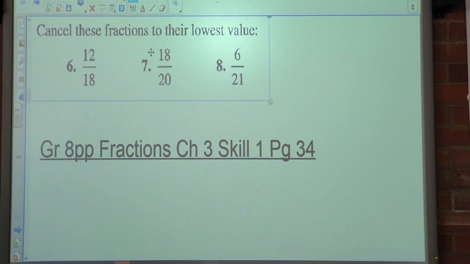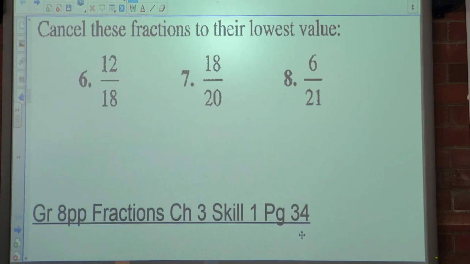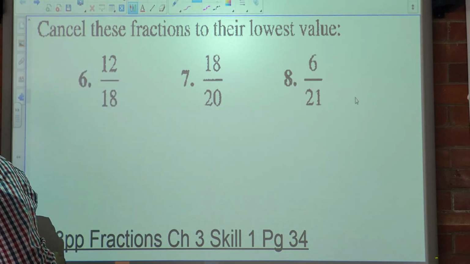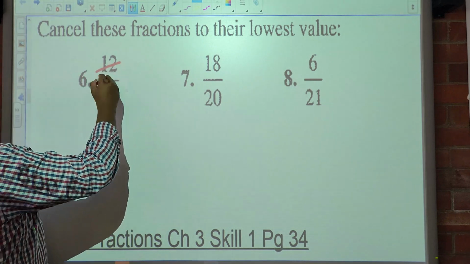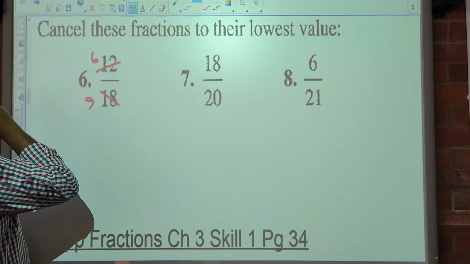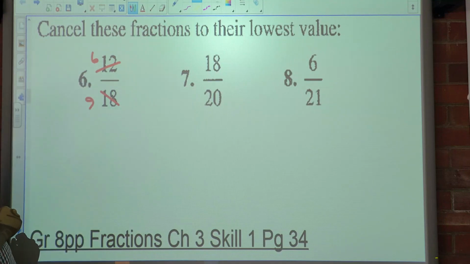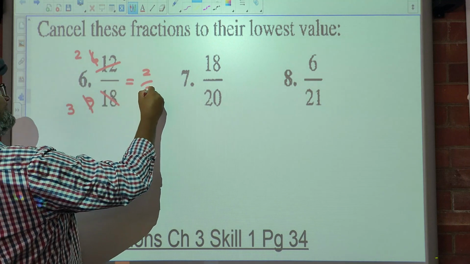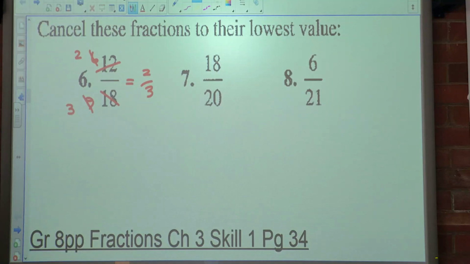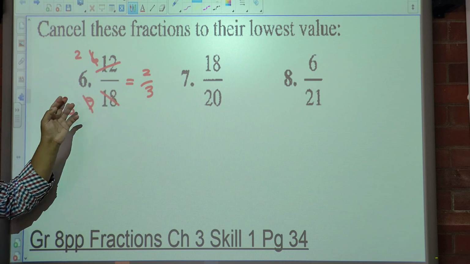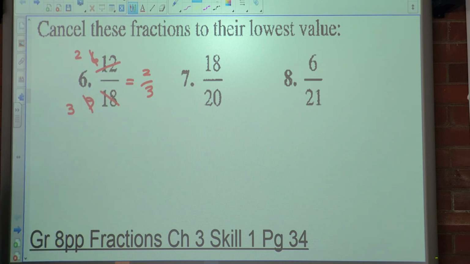Now we are asked to cancel these fractions to the lowest value. Number 6. What number goes into 12 and into 18 without remainder? 6. Oh, if you say 2, then it's going to be 6 and 9. So what number goes into 6 and 9 without remainder? 3. So 3 goes into 6 twice, and into 9 thrice. It's 2/3. You will agree with that? Otherwise, if you see 6 straight away, 6 goes into 12 twice, 6 goes into 18 3 times. You guys understand?